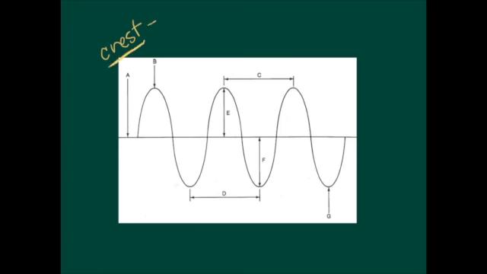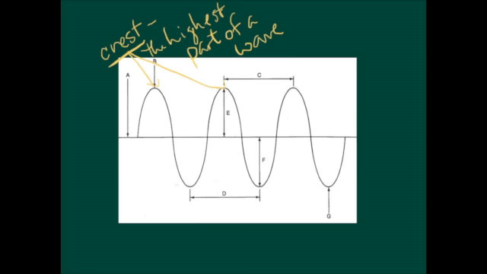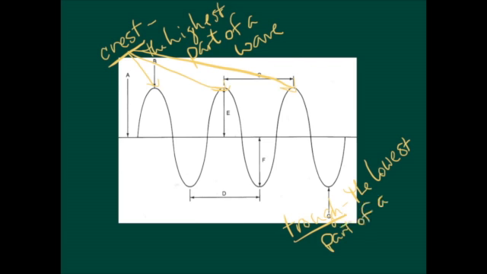Now let's look at B. B is a crest. A crest is the highest part of a wave. So there, this is also a crest. This is also a crest. Conversely, down here at G, the lowest part of the wave is called the trough, and that would be here. This is also a trough. This is also a trough.